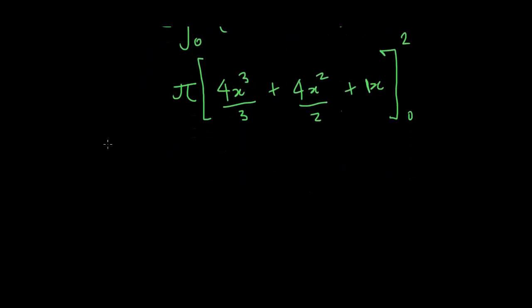Cool, now let's move on. You've got something like pi, and then it's got a massive bracket, and inside you've got this bracket with subbed in values.